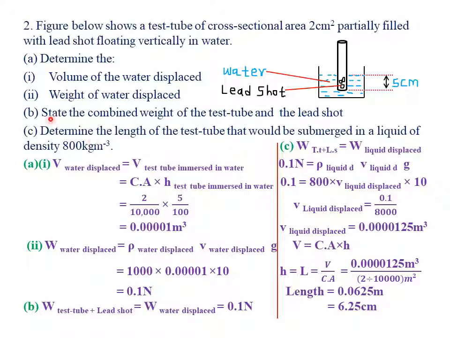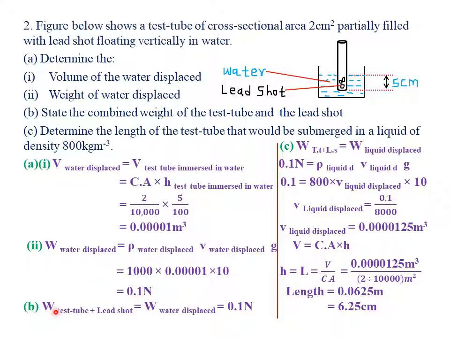Then part B, we are told to state the combined weight of the test tube and the lead shots. We have just said that provided a body is floating, it simply means that the sum of upward forces and the downward forces are in balance. So of course the downward force will be due to the weight of the test tube plus the weight of the lead shots within that particular test tube. Then the only upward force will be the upthrust, which is equal to the weight of the water displaced.